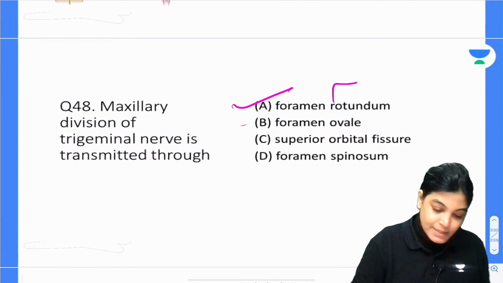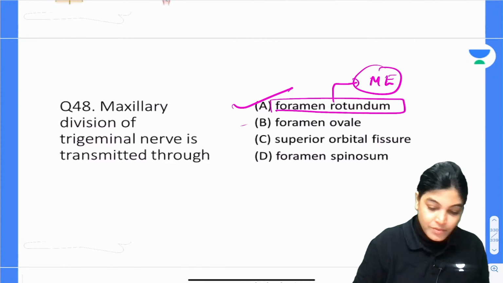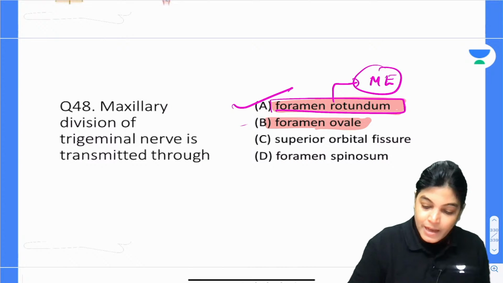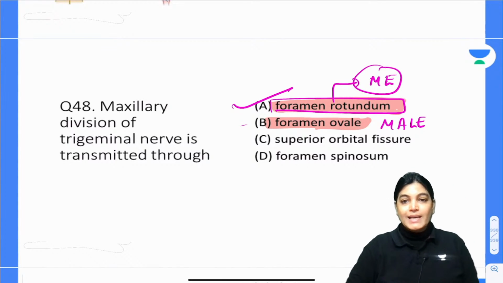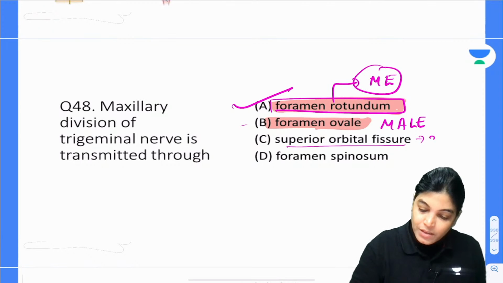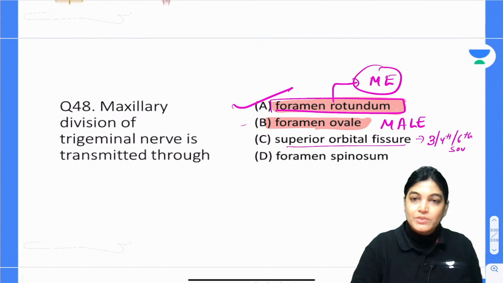Two structures pass through the foramen rotundum, that is, the maxillary nerve and an emissary vein. Through the foramen ovale, four structures pass, that is MALE. M for mandibular nerve, A for accessory middle meningeal artery, L for lesser petrosal nerve, E for emissary vein. Through the superior orbital fissure pass the third cranial nerve, fourth cranial nerve, sixth cranial nerve, superior ophthalmic vein, abducens nerve, and nasociliary nerve.